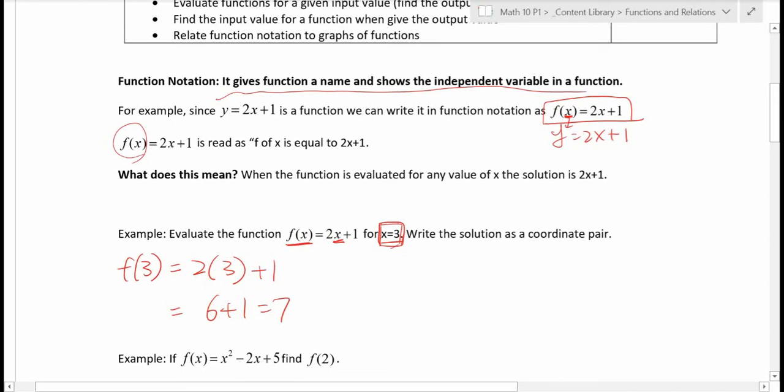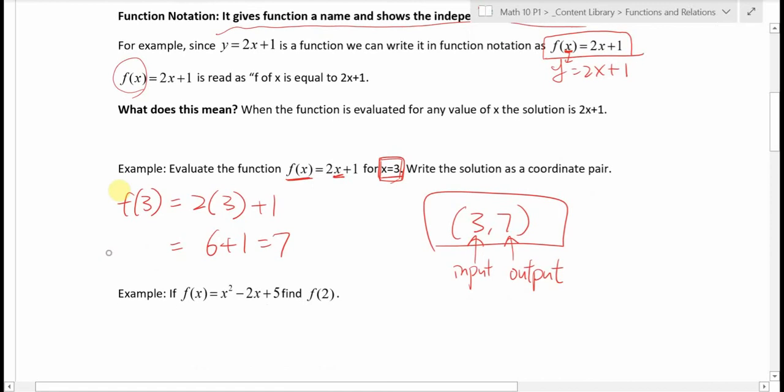Now, if the question asks us to write it as a coordinate pair, the answer will be (3, 7). This is the input, our x value, and that is the output, which is our f of x, or the y value. Output, there we go.